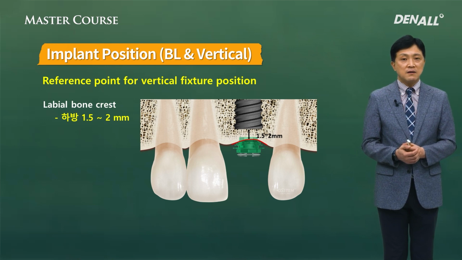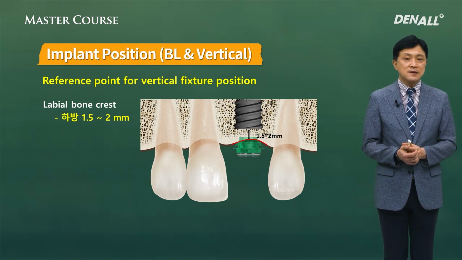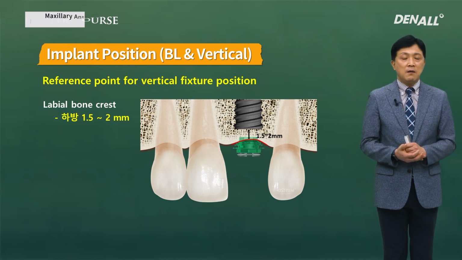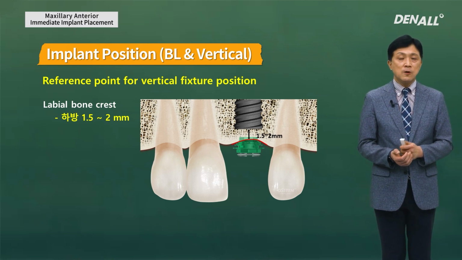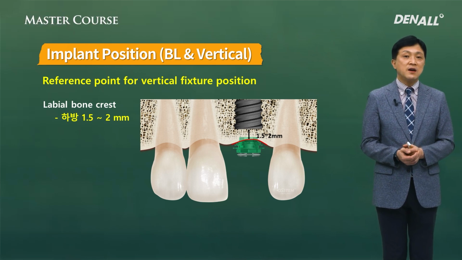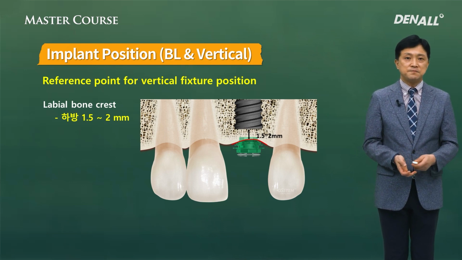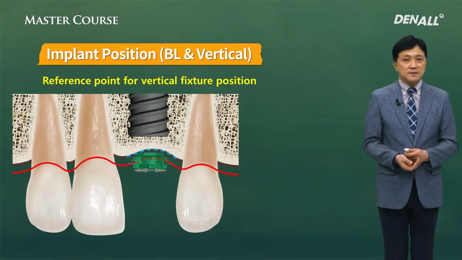How do we need to choose the reference points? It depends on case to case. Biotype, bone loss, and whether there's a defect or not may determine which reference point needs to be selected. For flapless surgery, marginal gingiva can be the reference point. For a flap surgery, proximal bone crest needs to be the reference point to determine the vertical implant positions. That should be reasonable criteria. So there are 4 reference points that you can use.